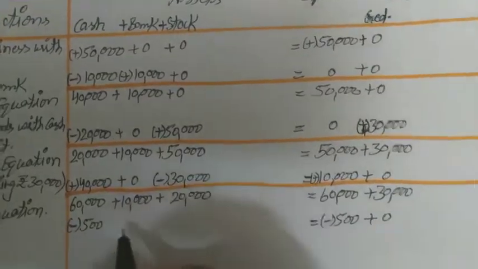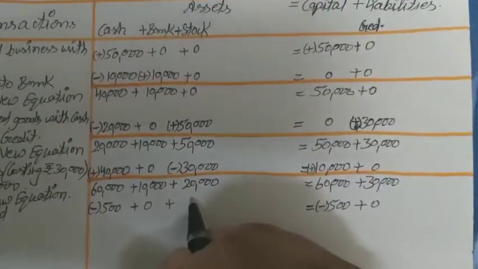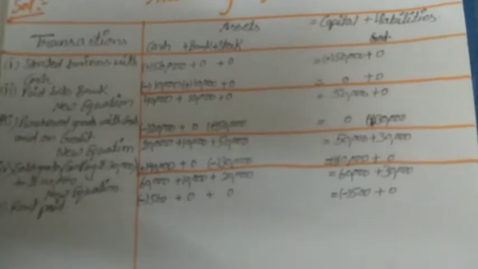Liability creditor no effect, bank no effect, and stock is also not affected, so it will be equal to 0. Then we will prepare the new equation.